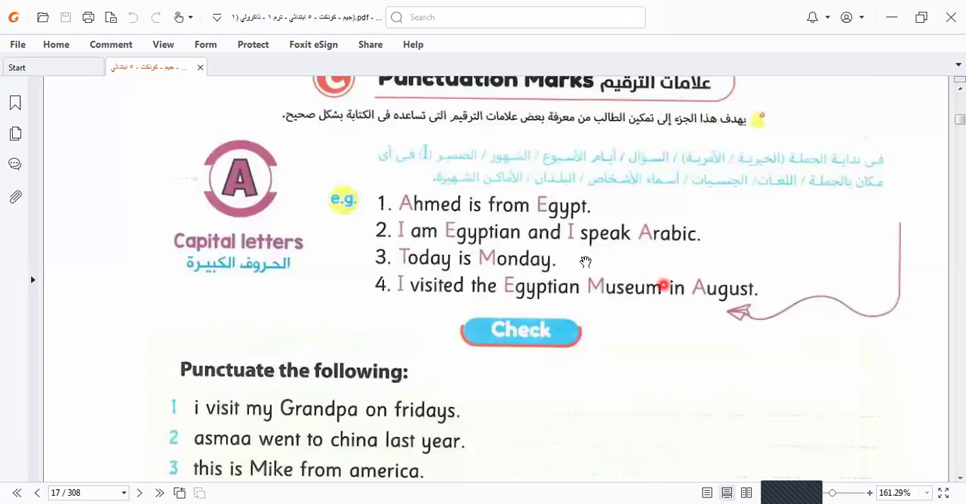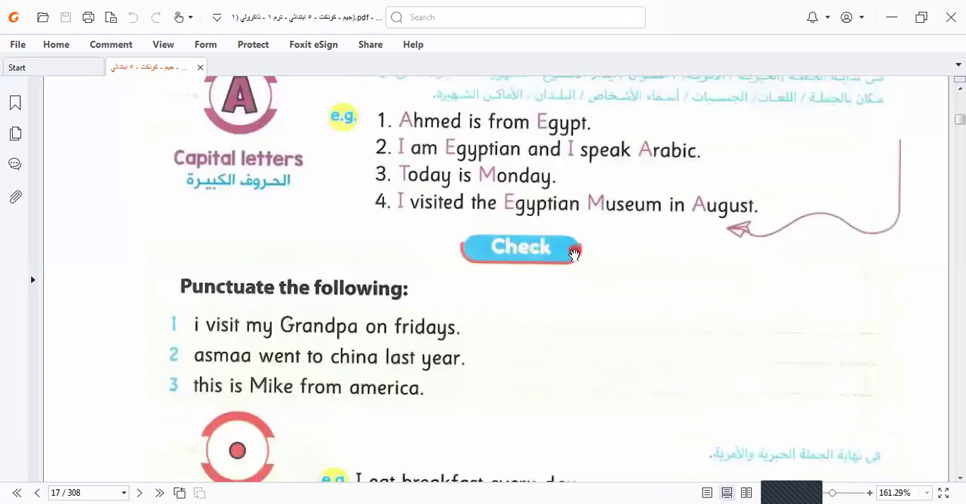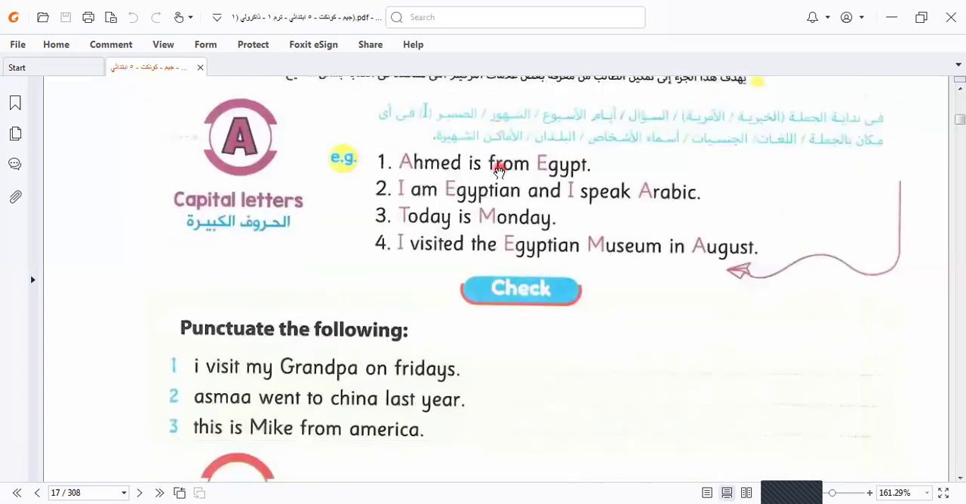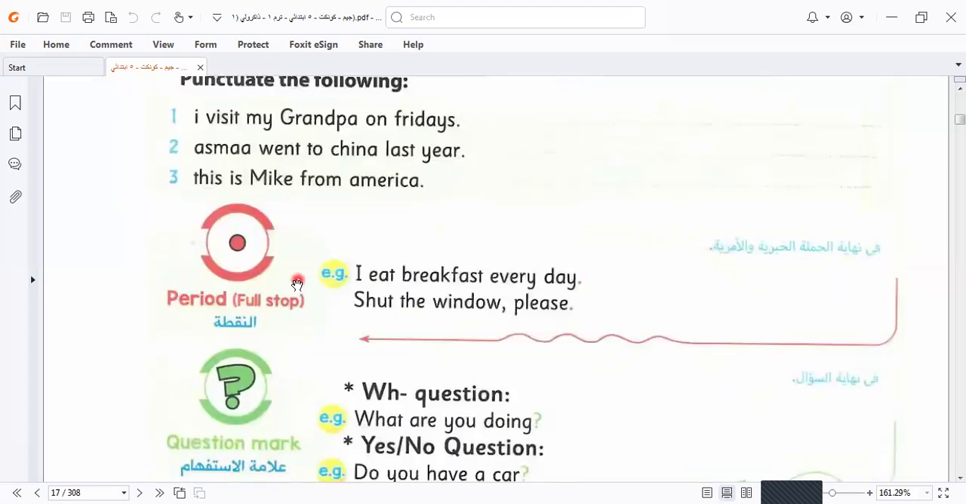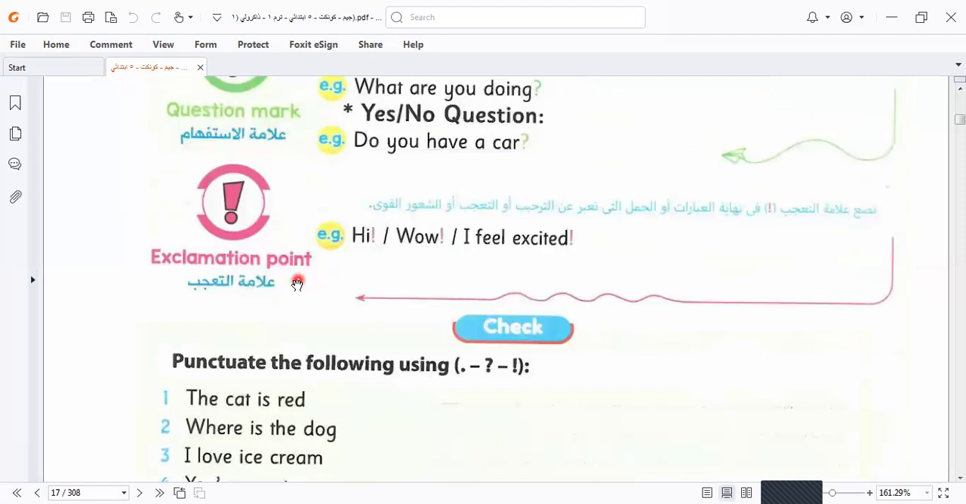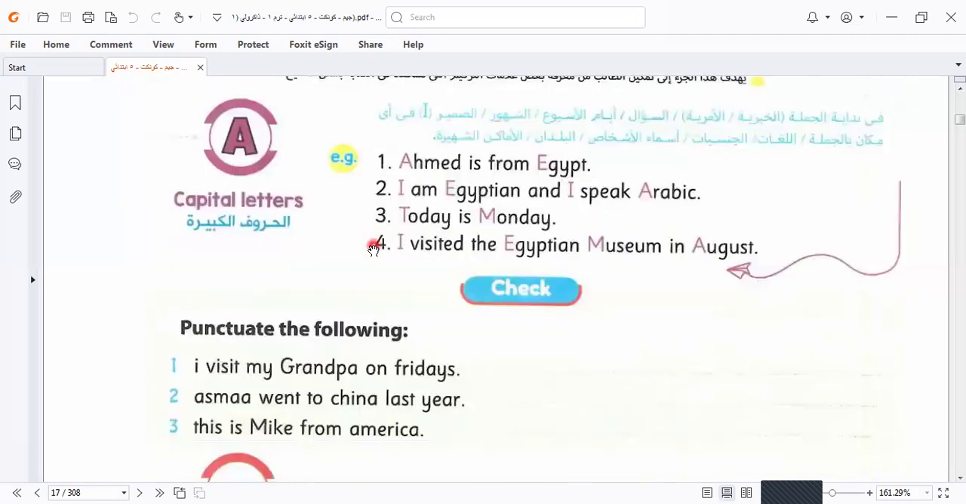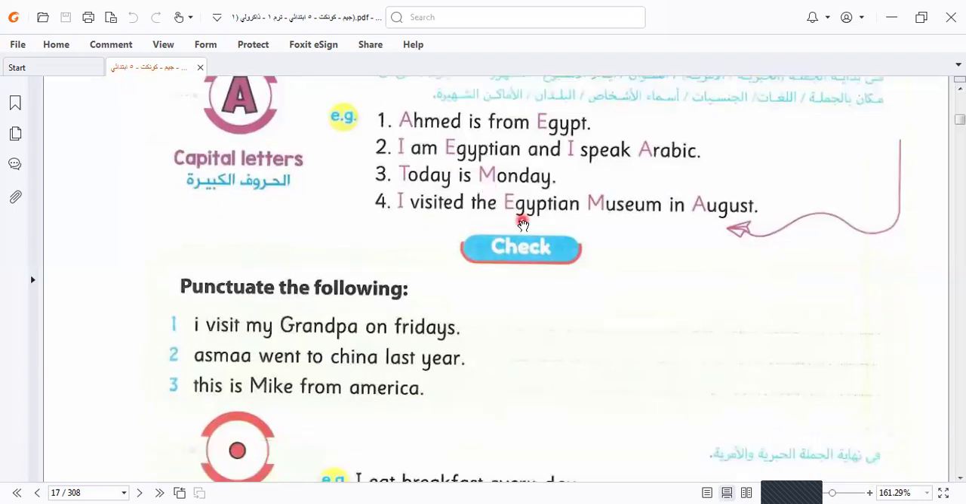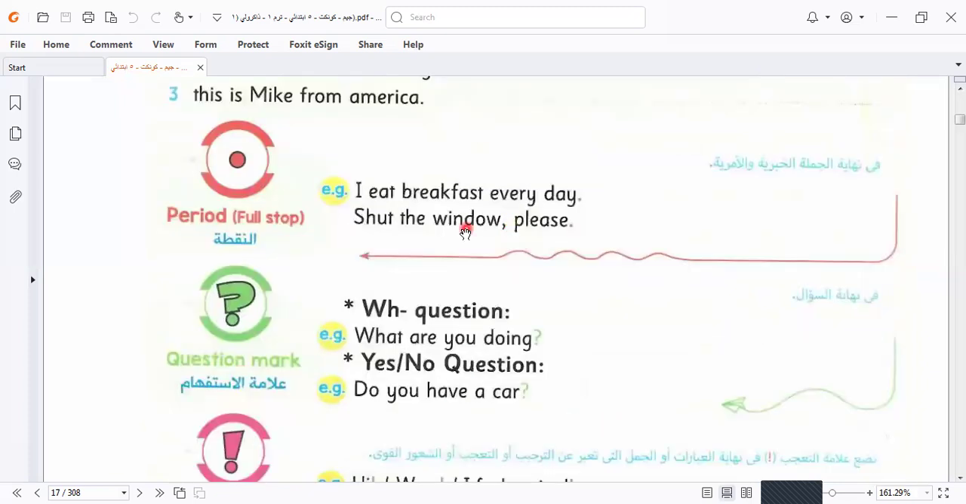The punctuation marks, as I explained this for grade four in the last video, but I will make a quick revision only on it. Here we have capital letters. We have full stop or period. We have question mark, exclamation mark. When we start the sentence, I start with a capital letter. Ahmed is from Egypt. So Egypt is a place that must be written in capital letters. Right? I'm Egyptian. Egyptian here is a nationality, must be written in capital letter. Monday is a day that must be written in capital letter. Famous places and days and months must be written in capital letter. Okay? This is the first rule in punctuation.